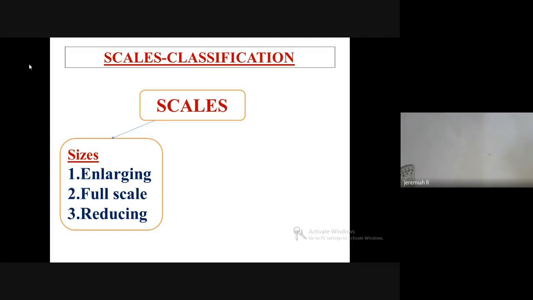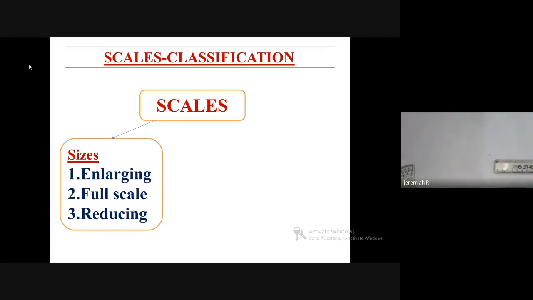When the size is moderate, I already told you some examples for full scale. You can draw a cell phone in the drawing sheet. You can draw a calculator. You can draw a geometry box. You can draw a pen, something like that. So when the size is somewhat moderate, you can go for full scale, whatever the original size, so there is no need of scales here. If it is full scale, you can use the scale itself. There is no need of going for scales.